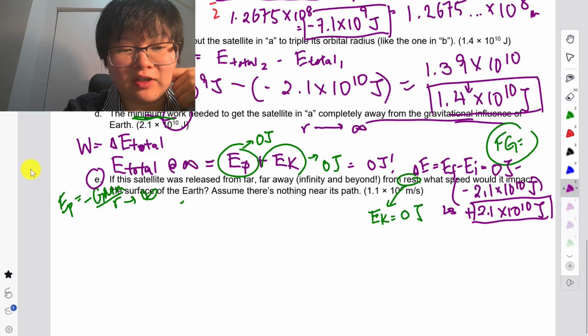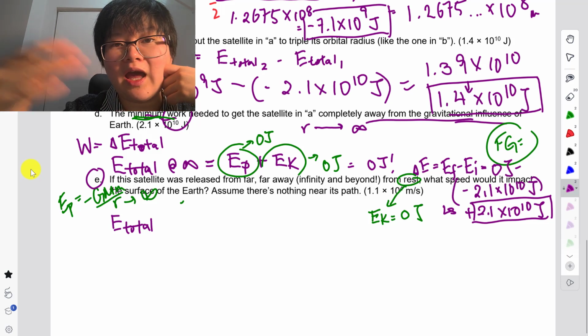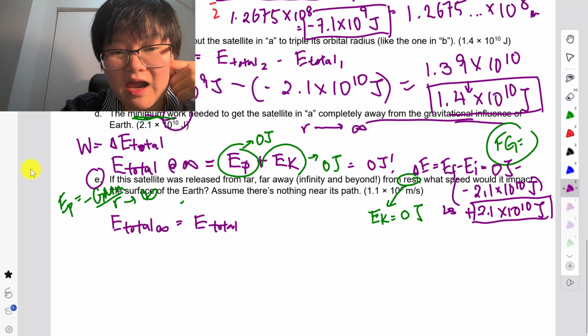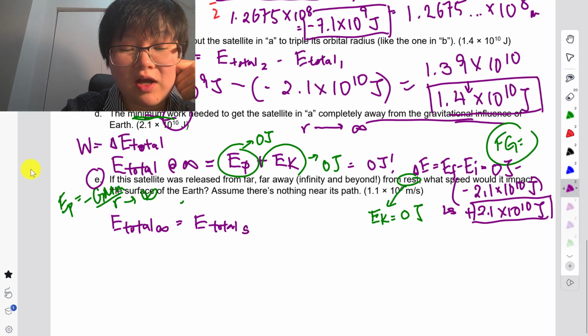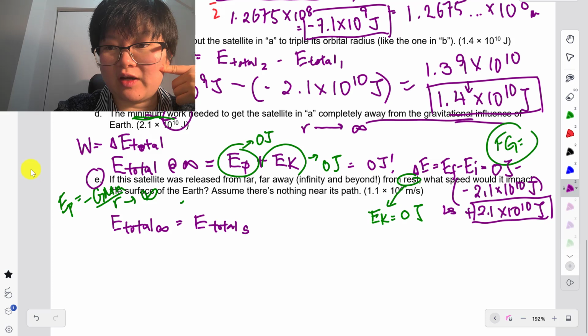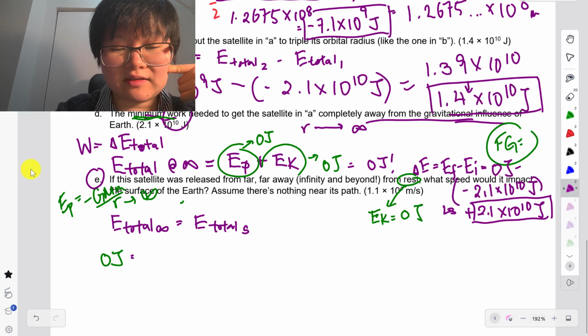And hey, we're bringing back stuff we learned before, which means all of the total energy it has at infinity will get converted into other forms of energy as it gets closer and closer to Earth. So E total at infinity is going to be equal to the E total when it crash lands on Earth. I'm going to write S for surface of the Earth. Well, we already know that the E total at infinity is 0 joules, as determined from part D.